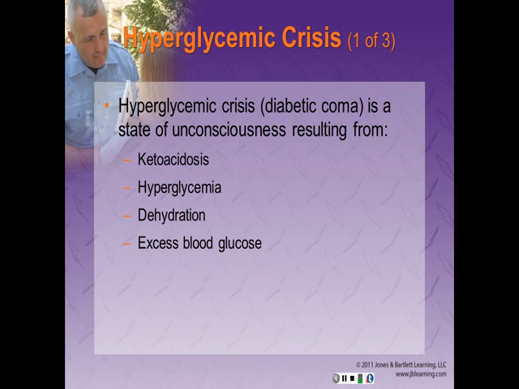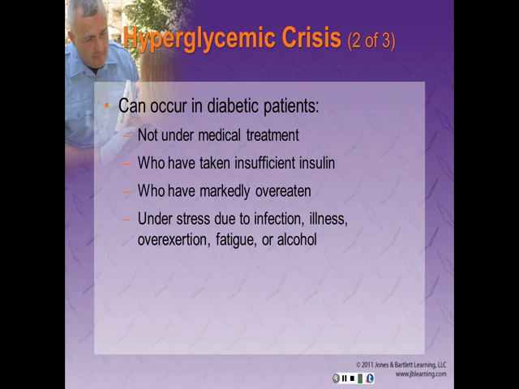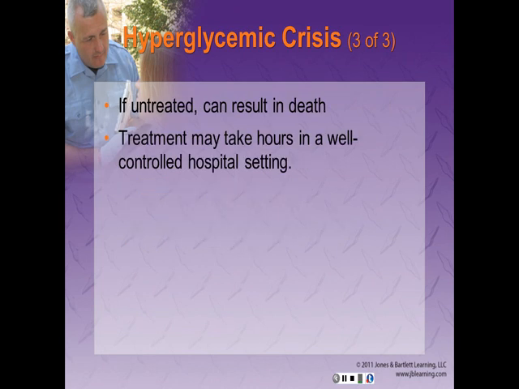It can occur in diabetic patients who may not be under medical treatment, who have taken insufficient insulin, or who have markedly overeaten, or may be under stress related to infection, illness, overexertion, fatigue, or alcohol consumption. If untreated, it can result in death, and treatment may take hours in a well-controlled hospital setting. These patients require transport.